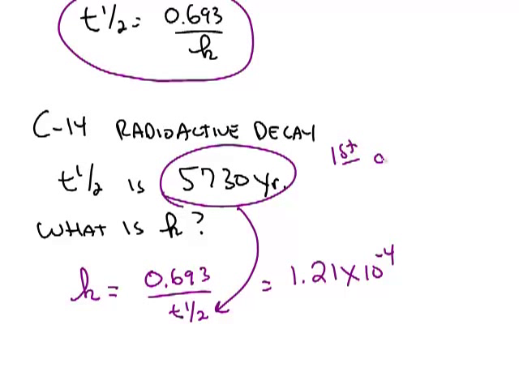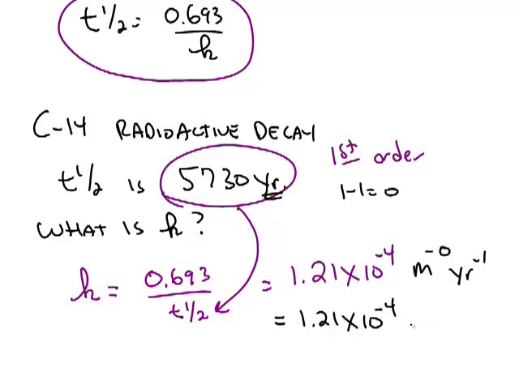We know that this was an overall first order reaction, so if we use the shortcut, 1 minus 1 is 0, throw a negative sign in front of it, this is going to be molarity to the negative 0 power, and the time was measured in years, so this is inverse years. Anything to the 0 power is 1, so we can drop that, and we're left with 1.21 times 10 to the negative fourth inverse years.